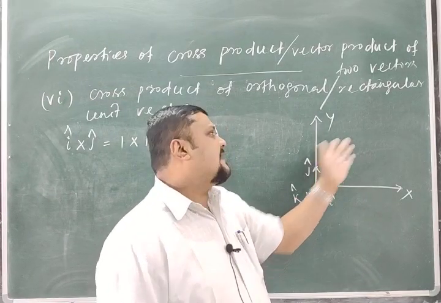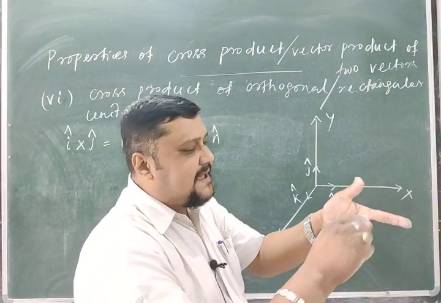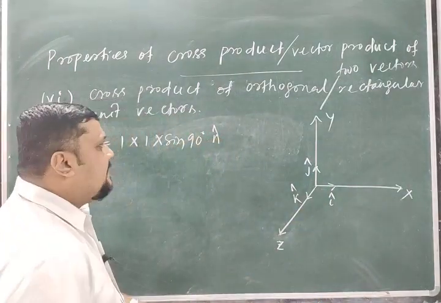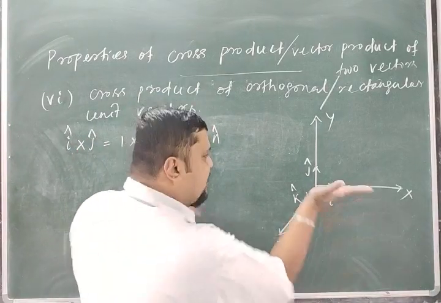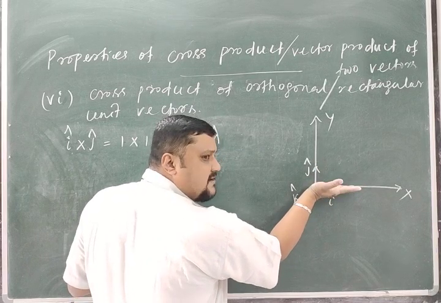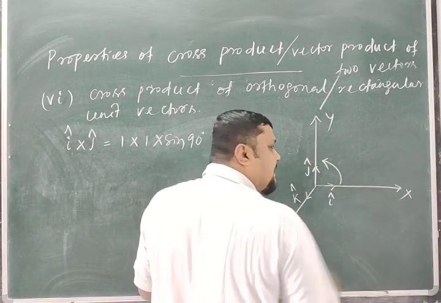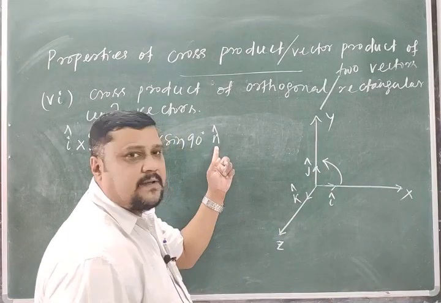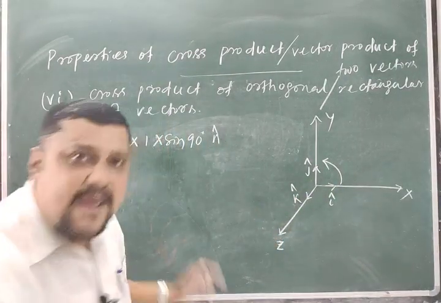i cap and j cap are in the xy plane. As we know, the z-axis is perpendicular to the x and y plane. If this is my xy plane, then this is the z, so z is perpendicular to this plane. When we are doing i cross j, what about the sense? Use the right hand thumb rule. Moving the fingers of the right hand from i to j, the erect thumb gives the direction of n cap. In this case, it is perpendicular upward. What is perpendicular upward? k cap.